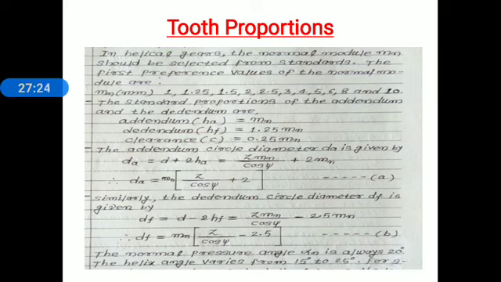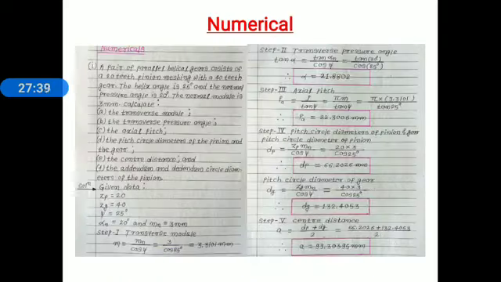Okay, and the normal pressure angle alpha suffix n is always 20 degree, and the helix angle varies from 15 degree to 25 degree. This is about the tooth proportion in case of a helical gear. Now let me start one numerical based on terminology and tooth proportion.